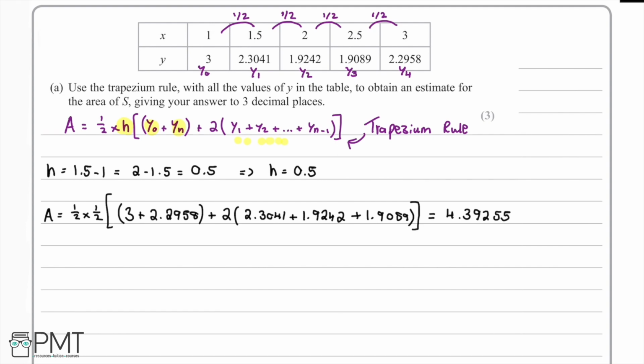4.39255. Recalling the question, we're asked to do this to 3 decimal places. So we therefore conclude that the area of S is 4.393. And that answers to 3 decimal places.